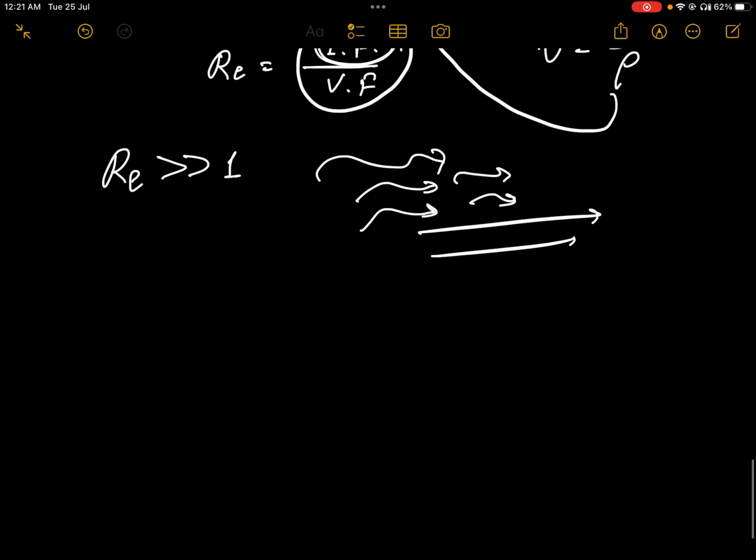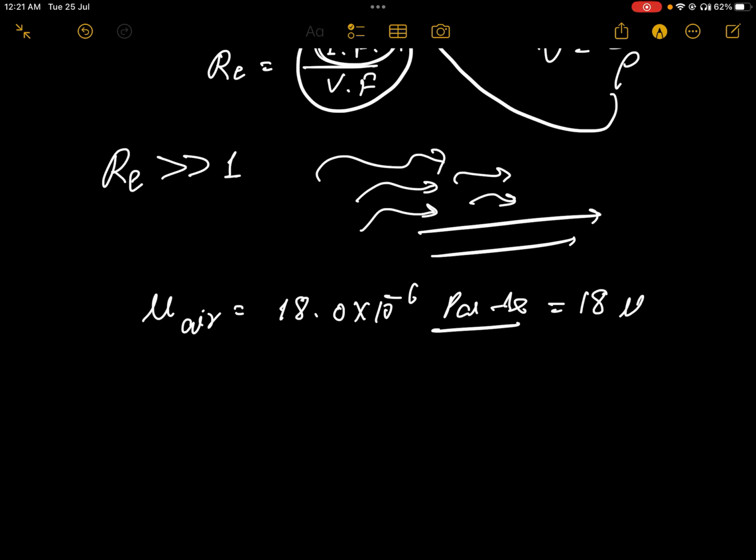Let's say we want to find out the dynamic viscosity of air. It is 18.0 times 10 to the power minus 6 Pascal second, or we can say 18 micropascal second. So there is very little viscosity in air. Basically, for air the Reynolds number is high because there is very little viscous effect. So the Reynolds number is the criterion to tell whether a given flow is laminar or turbulent. We can also decide it.